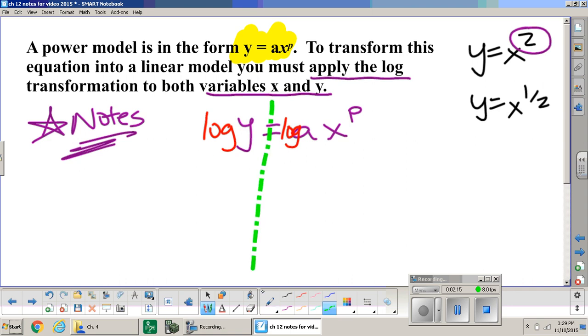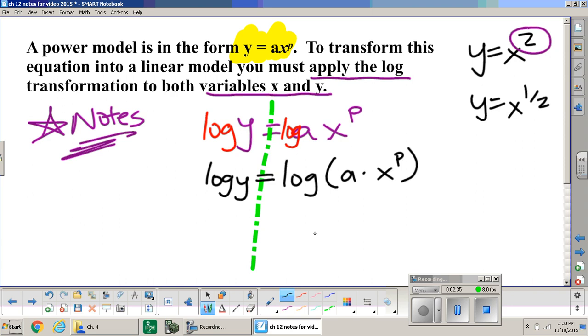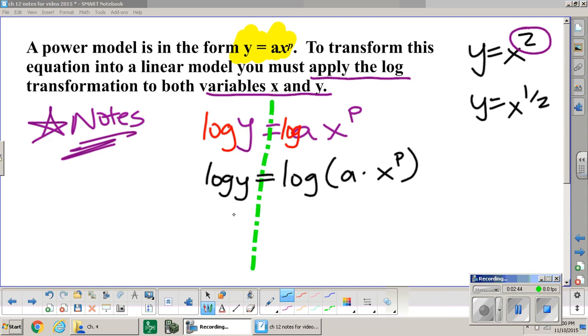The left side of the equation doesn't need to change. You have log of y, nothing needs to change. So I'm going to write log y, and it stays. Now on the right side, we have log of a times x to the p. So think back to our properties that we wrote last time. How could this be simplified? Feel free to pause the video right now if you need a moment to think about it.